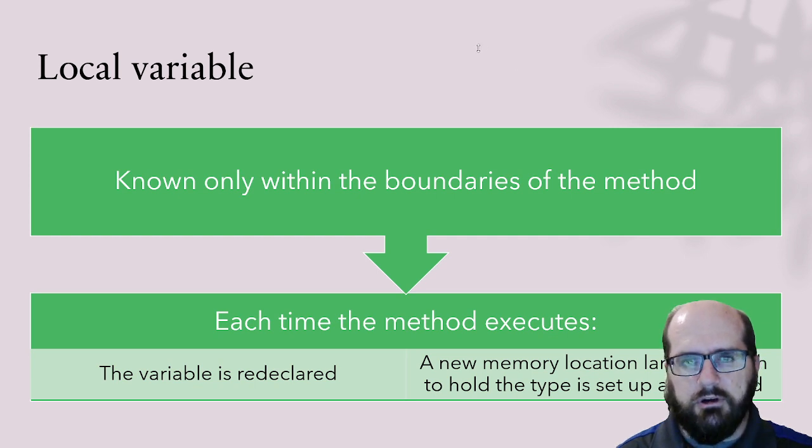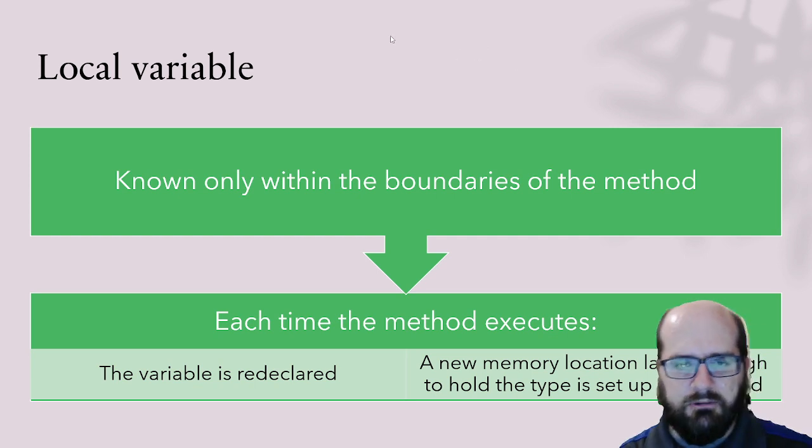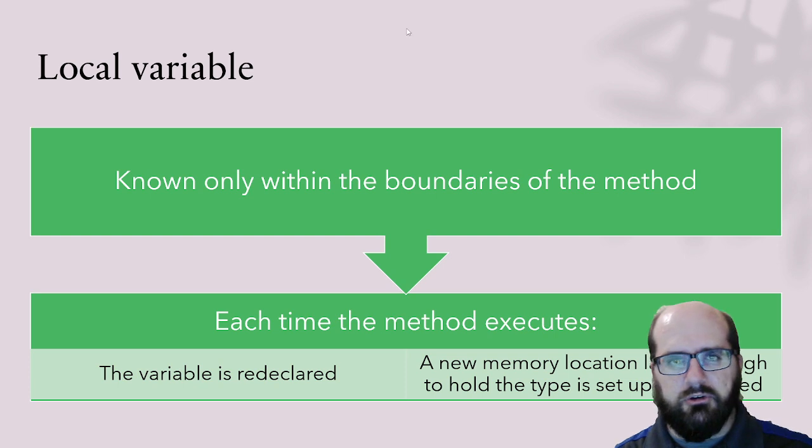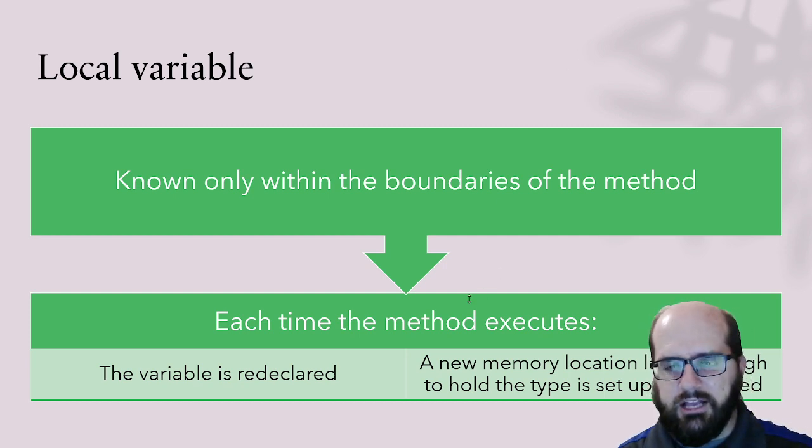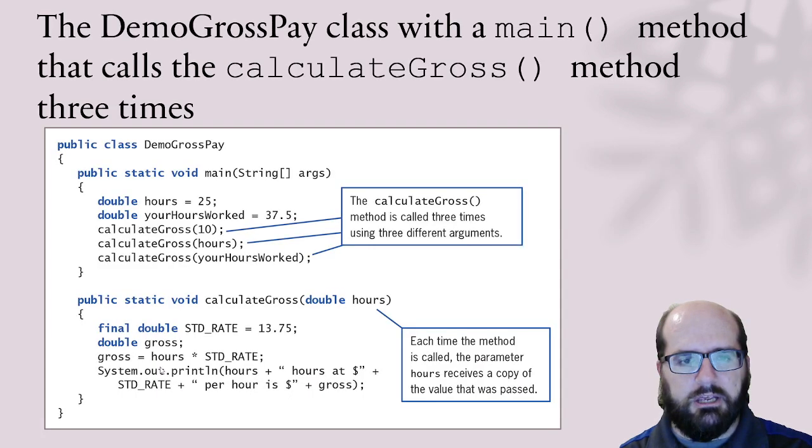What's important to know is that when we have a variable within a method, that variable is known only while the method is open and running. But once the method stops running, that variable is cleared from memory. Each time the method executes, the variable is redeclared, and a new memory location large enough to hold the data type is set up and named.